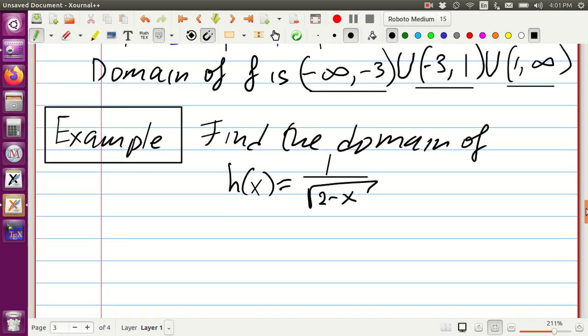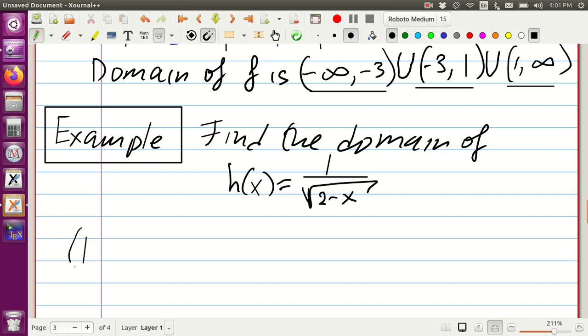All right, so in this exercise, we have a fraction, but at the same time, in the fraction, we have a square root. So that means we have to consider 2 things. One is the denominator is not equal to 0. And the second one, inside of the square root, we have values that are greater than or equal to 0.